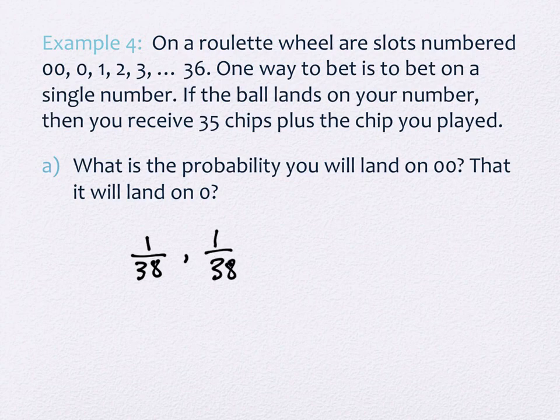So the ball rolls around. It's a 1 out of 38 chance it lands in this one space, another 1 out of 38 chance it lands in this other space.